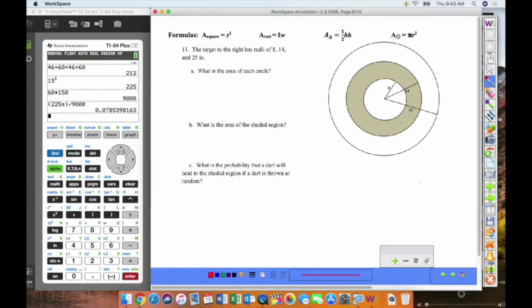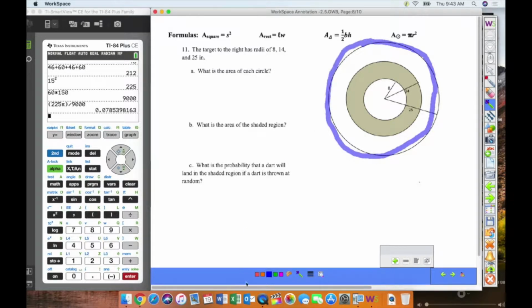So on number 11 here, we've got ourselves a target. The target has three basic circles here. So what I'll do is I'll grab my highlighter, and we'll call this outside one a big blue circle. And then inside of that, I've got this orange circle. And then inside of that, let's go with this green circle. So there's three circles there in that situation.